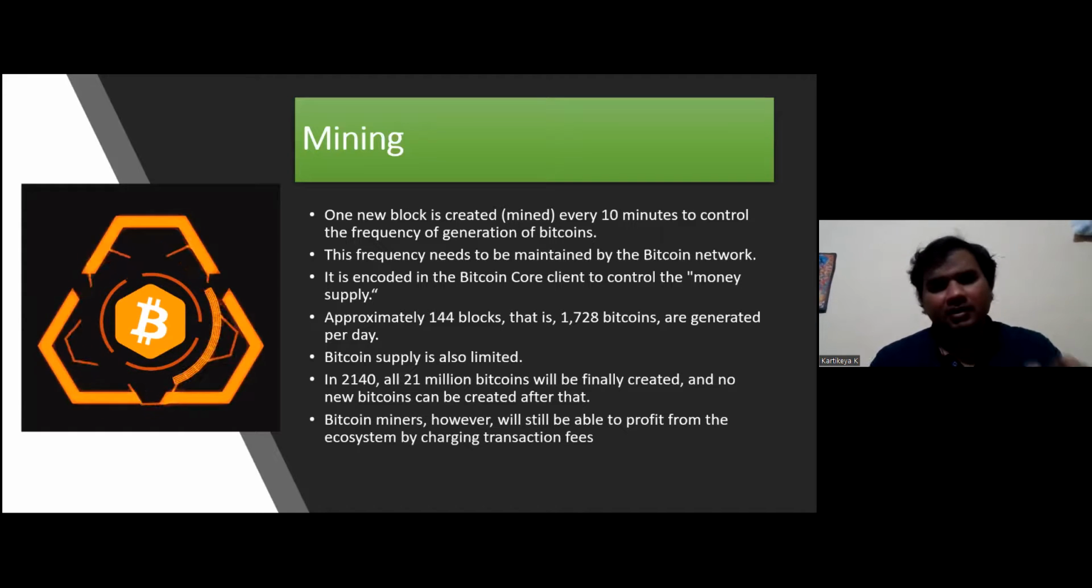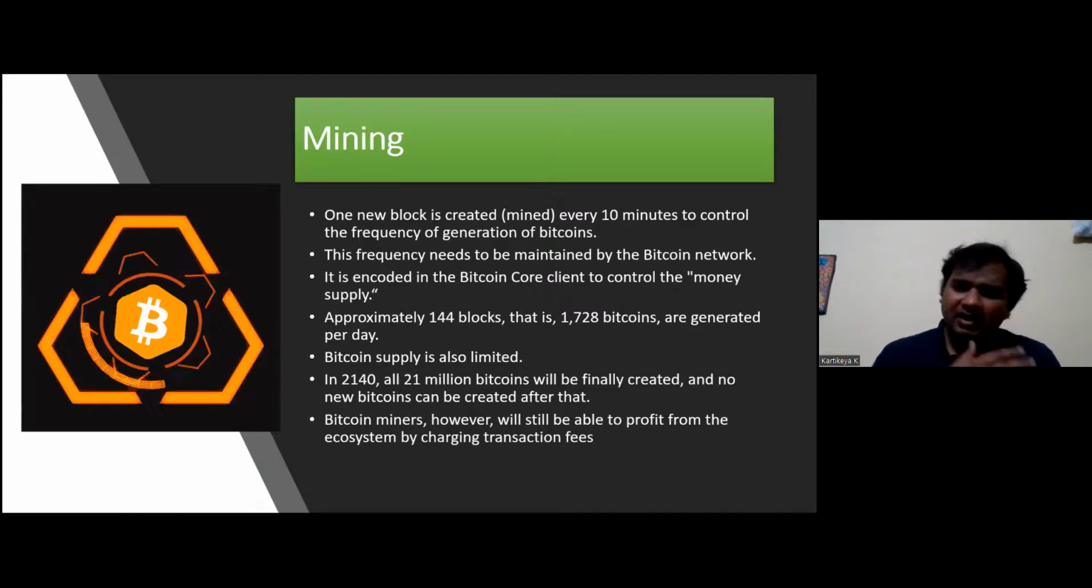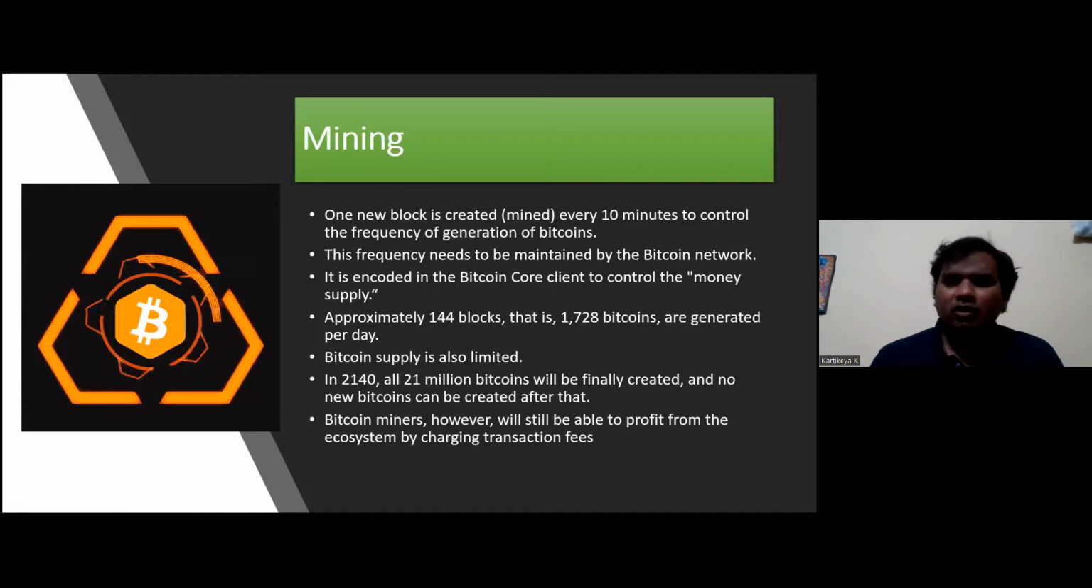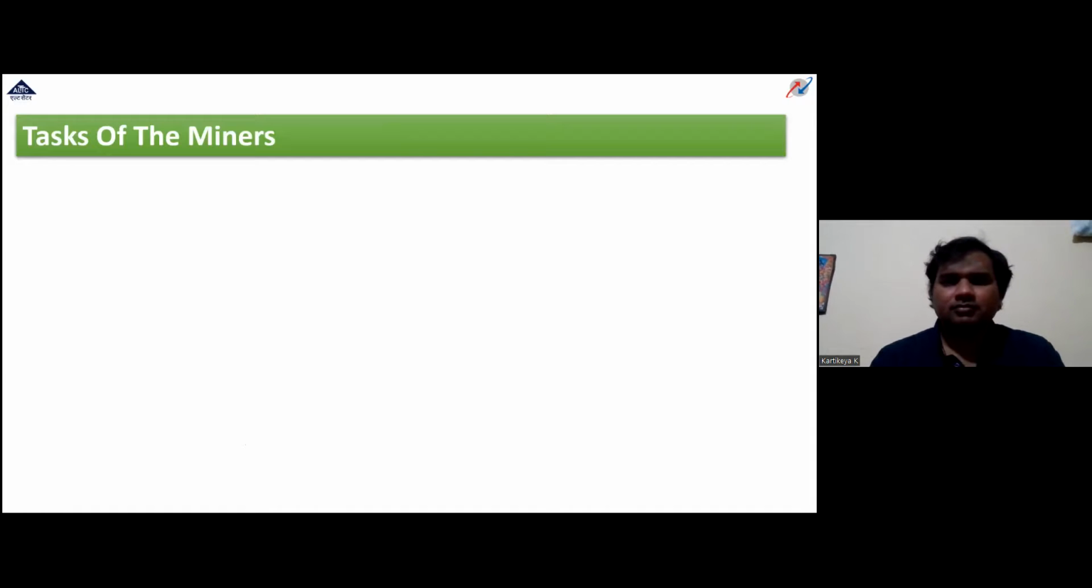But miners can profit even after 2140. Even after all the Bitcoins are created, miners can still benefit from Bitcoin. Why? Because of charging transaction fees. In the slide of various attributes of a transaction, we saw some 41 sat per byte. So for the validation of a transaction also, the miners charge some fee. So even if all the 21 million Bitcoins are mined, the miners can still profit by mining.